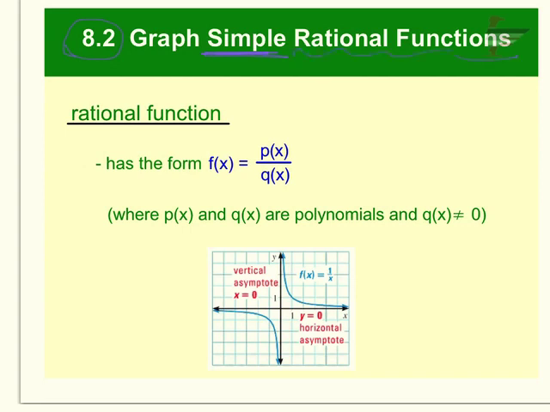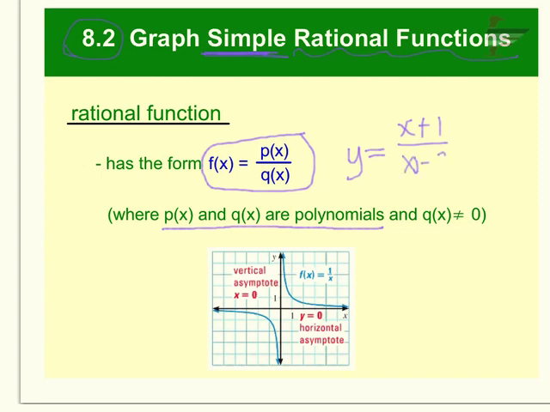So what is a rational function? It has this form, f of x equals p of x divided by q of x. Doesn't really make a lot of sense when we see it like that. Basically, your p of x and q of x are just polynomials. So, for example, a rational function could be y equals, let's say, x plus 1 over x minus 2. That's a rational function.